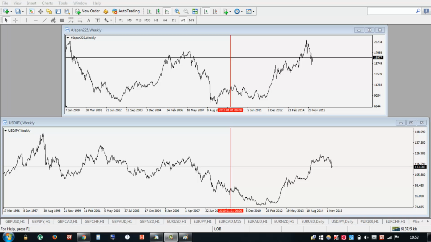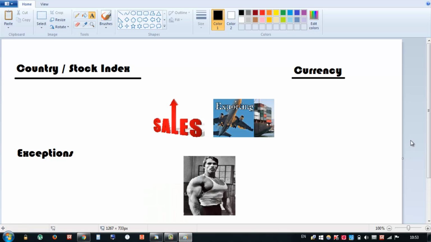I had a request come in to do a video on correlations on stock indexes and currencies and how they affect each other. What I wanted to do is start off by looking at a few theoretical examples. And we're not talking about economics here, we're just talking about logic.